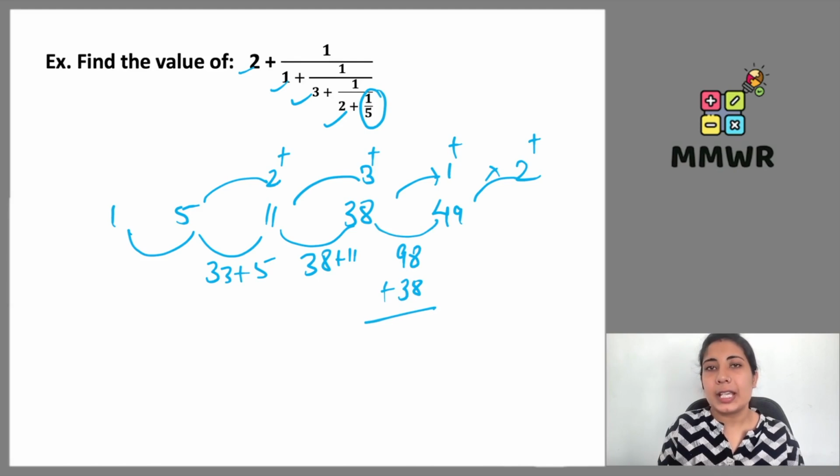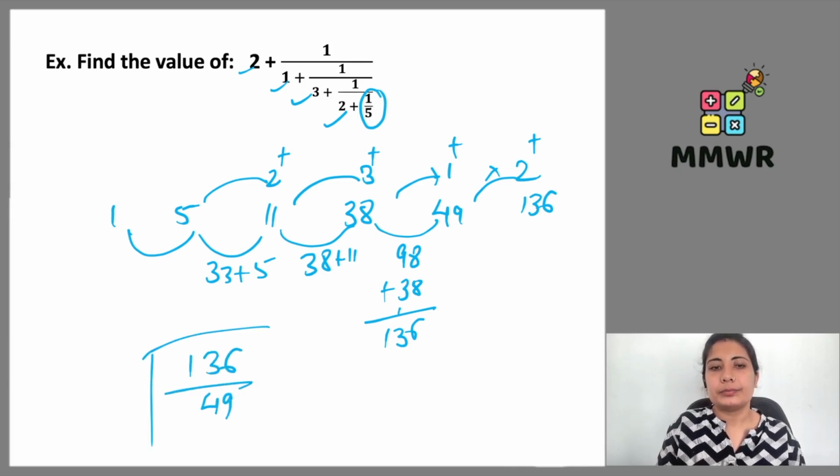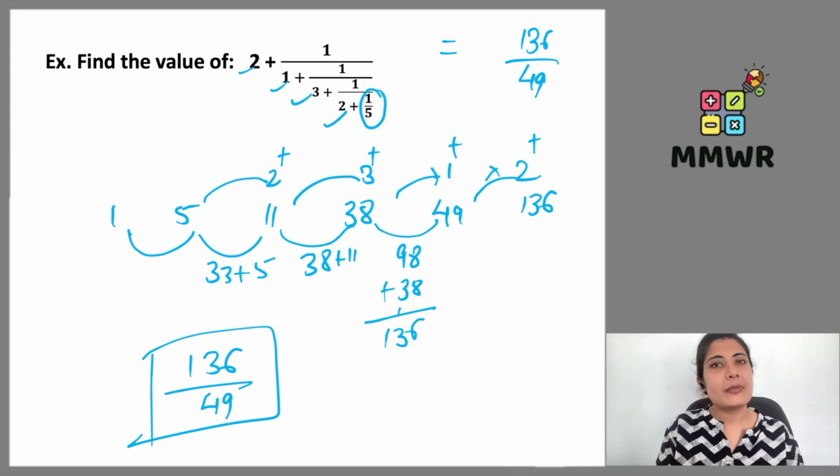What do we get here? 98 plus 38? 136. So 136 upon 49. After simplifying this, we'll get 136 upon 49. Okay? Like this, we have to simplify. Very quickly it can be done.